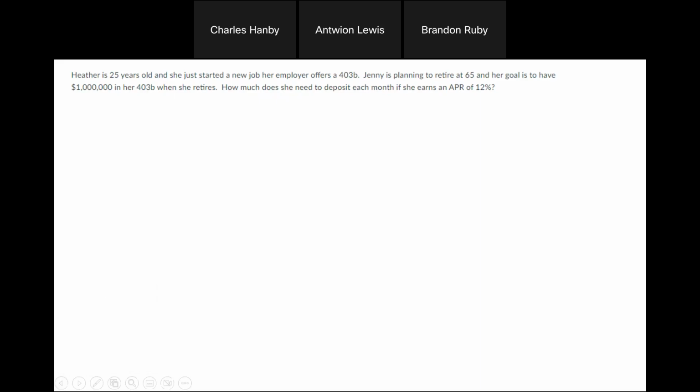I see I have a typo there. Heather is 25 years old. She's just started her new job. Her employer offers a 403B. Heather is planning to retire at 65. Her goal is to have $1 million in her 403B when she retires. How much does she need to deposit each month if she earns 12% APR?